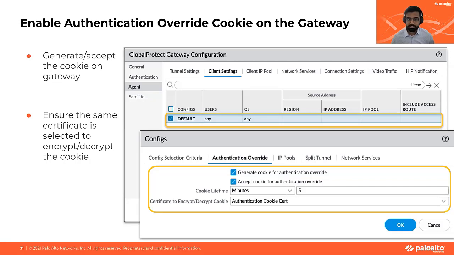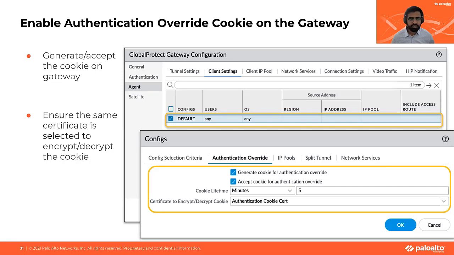It's also important to set a lifetime so that the authentication override cookie is only valid for a specific time span, after which you would require the end user to authenticate. And after the cookie expires, the user must enter the login credentials, and the gateway subsequently encrypts a new cookie to send to the user endpoint.